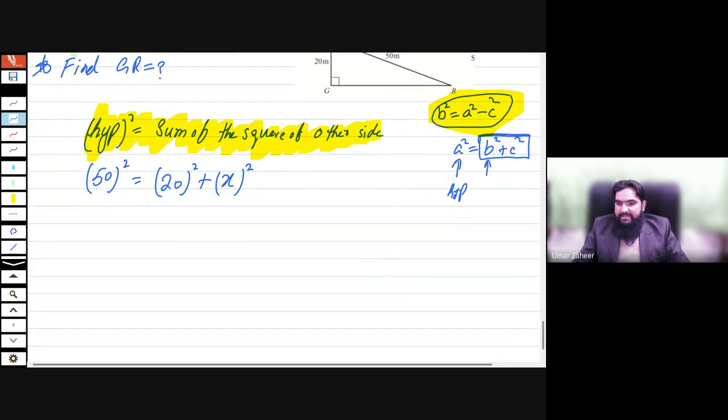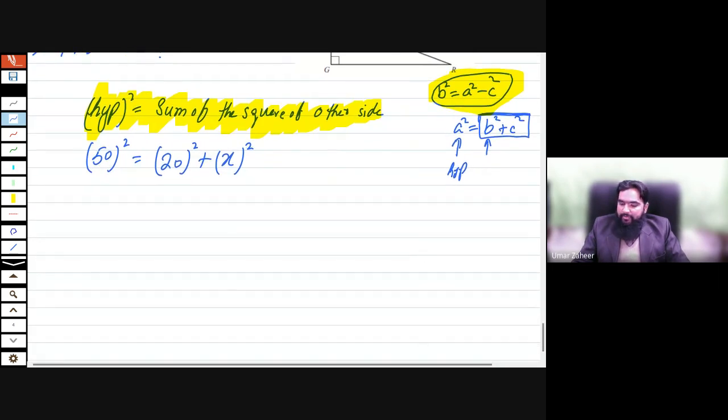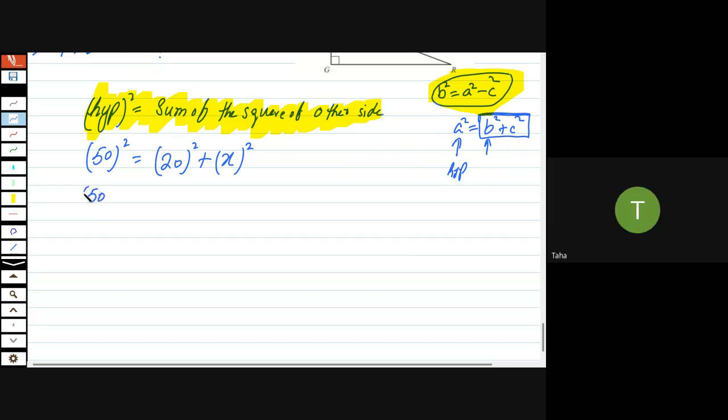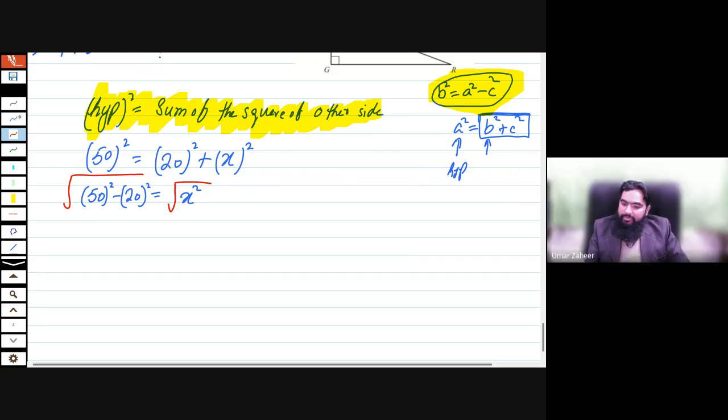Now we have to make x the subject. What do we have, how can we make it the subject? So first we would take 20 square to the other side. Then we would apply square root, not square. Yes, tell me the final answer.